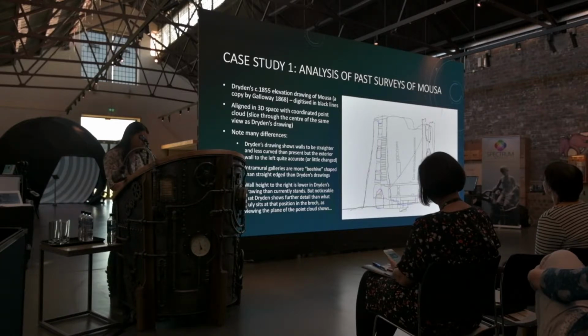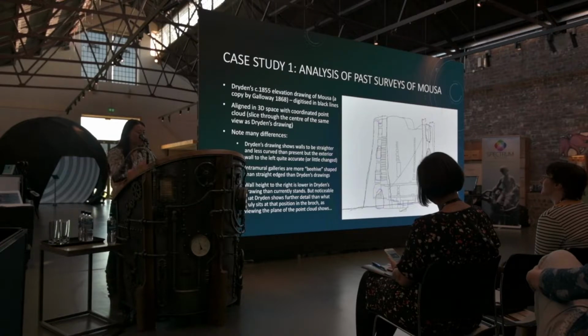Another interesting feature I found was that the water tank is a lot lower in Dryden's drawing than in the scan data, about 37 centimetres lower. And his floor levels are lower too, and I need to do a bit more investigation into this to know whether it was more to do with later consolidation in the early 20th century, or whether he was that inaccurate.